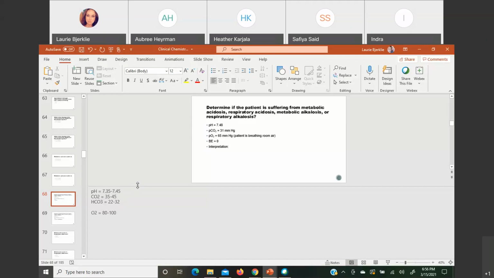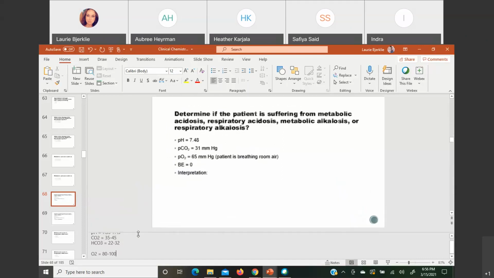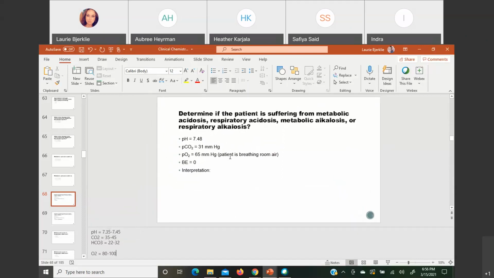So now I'm going to make the slide bigger again so I can see it. Okay. When you first deal with numbers and you have to figure out what this person has, the first thing you do is look at the pH. That's the easiest thing to figure out. A pH of 7.48 is alkaline. It is high. So we can rule out any of the acidic choices. It's an alkaline pH.